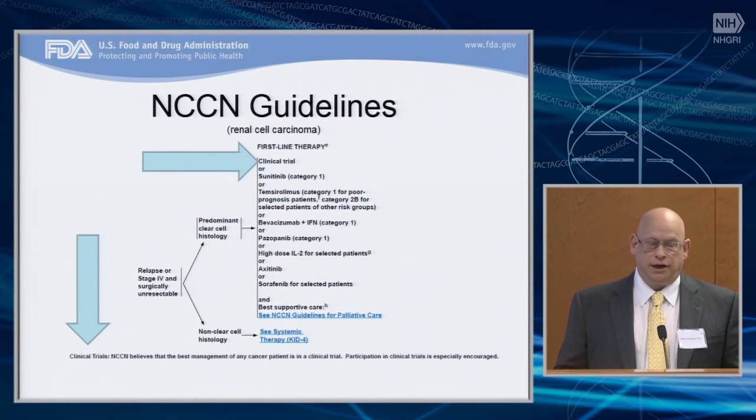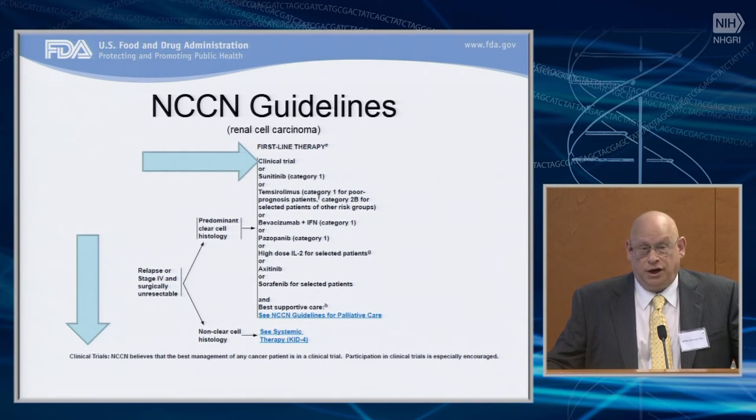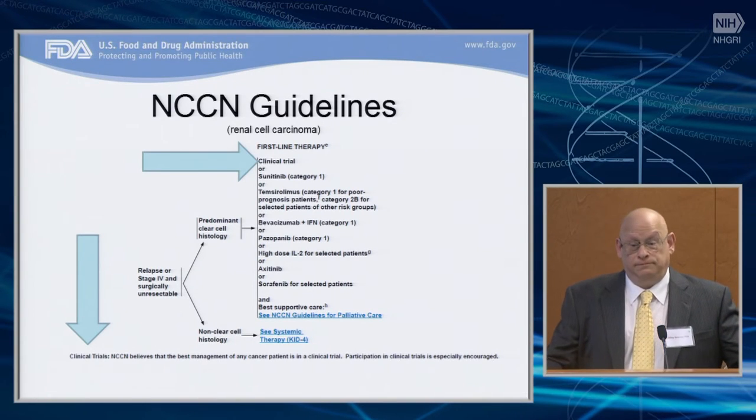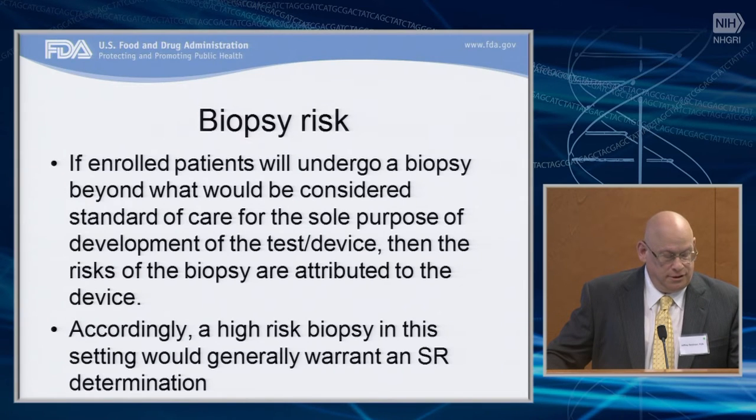However, elsewhere in the NCCN guidelines appear, for example, for patients with renal cell carcinoma, if they have stage 4 surgically unresectable renal cell carcinoma, first-line therapy, there are several options, one of which is clinical trial. Now, we take this to mean that there really is no good therapy that the patient is going to forego. So that, again, is one of the ways that we use the NCCN guidelines.